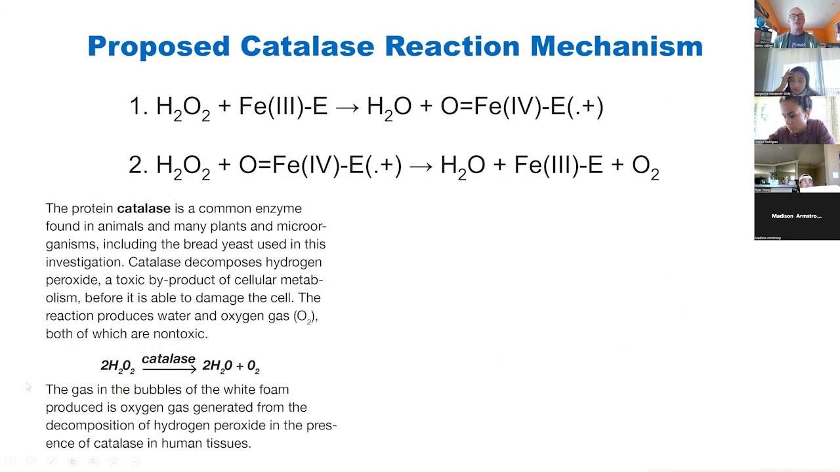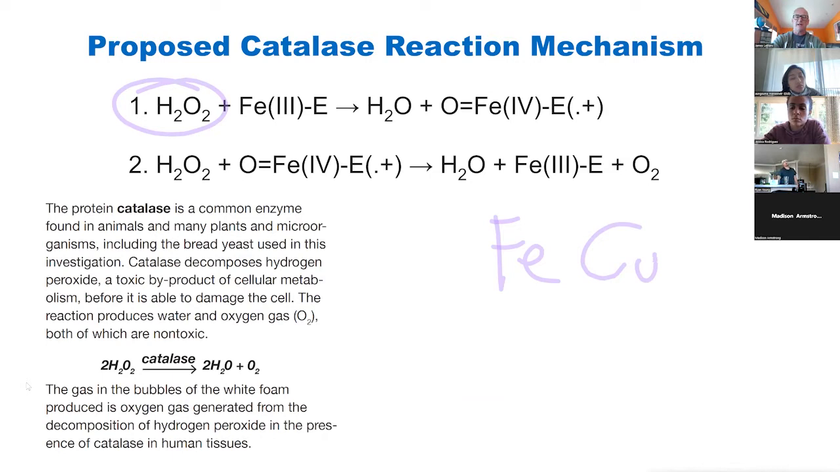So here is the actual mechanism that's been thought of for catalase. So here we have our reactant, and what it does is it binds to an iron. You see this a lot with enzymes. A lot of them will have metallic centers in them. Hemoglobin, for instance, has iron in it. A lot of them have copper. Some have zinc. But a lot of them will have a metal in the middle. And the reason for that is they interact with oxygen.